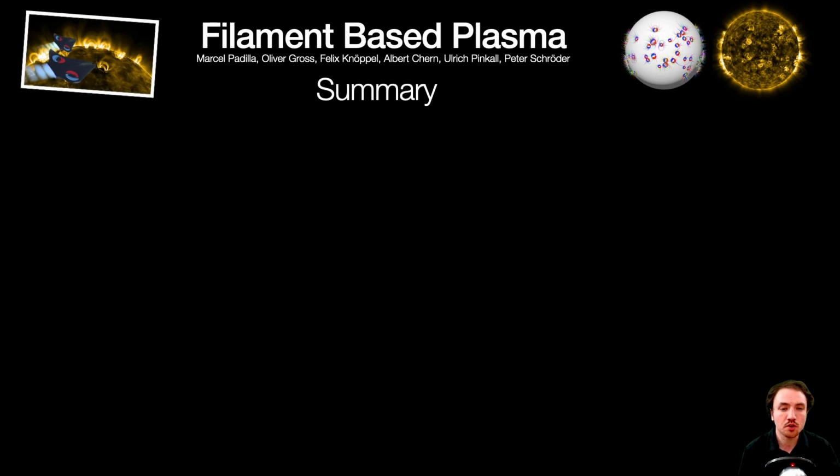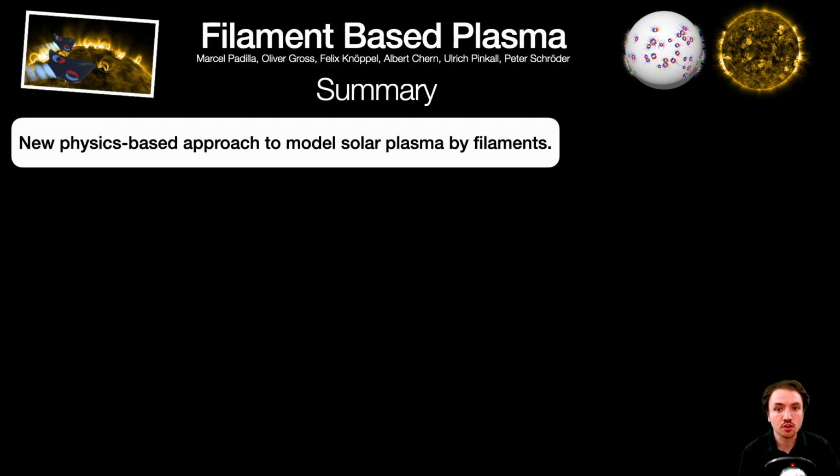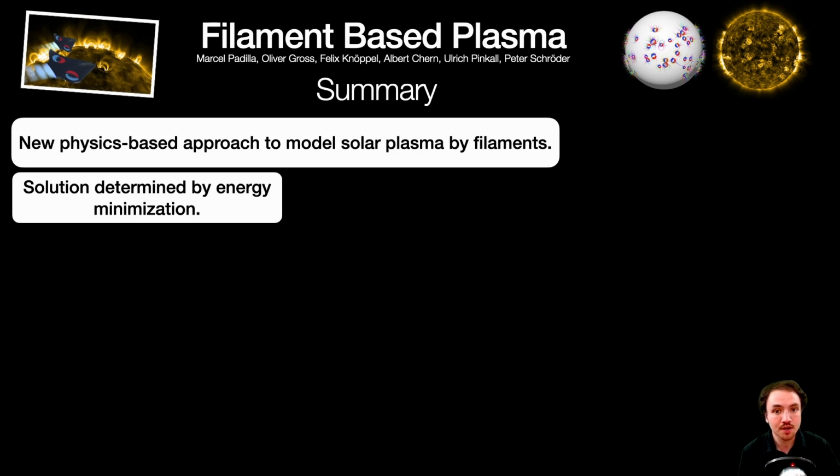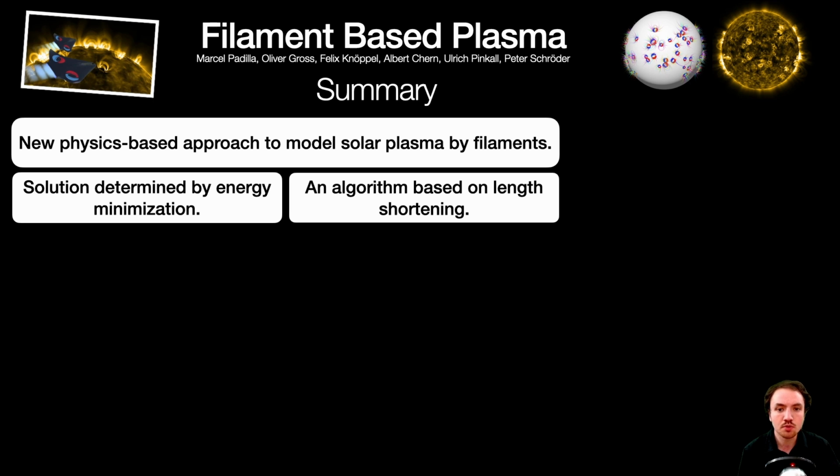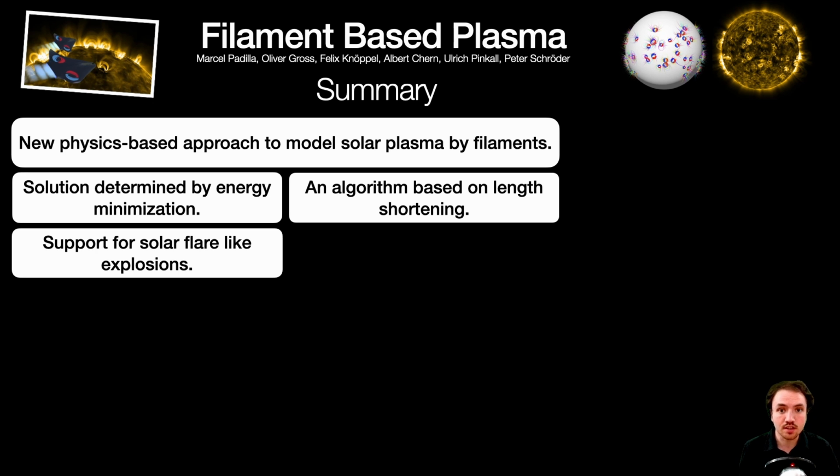So let's have a quick summary of this work. We introduced a new physics-based approach to model solar plasma by filaments. The required solutions are reached by minimizing an energy, and we do this through a length shortening algorithm because we can interpret this energy as lengths of filaments in a non-Euclidean metric. Using quasi-static viscosity evolution, we created flare-like explosions by adding twists to the filaments.